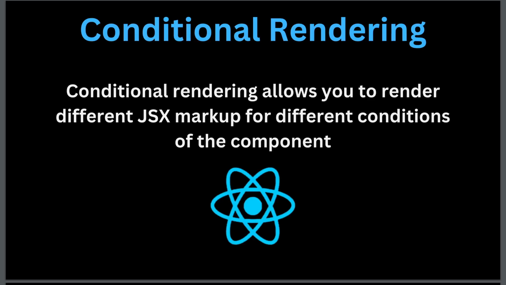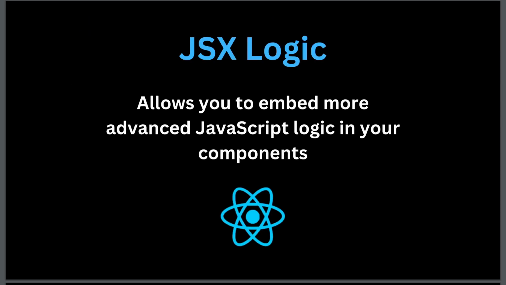Conditional rendering allows you to render different JSX markup for different conditions of the component, and we will very often use a Boolean expression for this, usually a Boolean variable, especially a Boolean state variable. But since we have not covered state in React yet, we are just going to use vanilla JavaScript variables in this video. But as we learn state, we will learn how we can implement this behavior in a more efficient manner. And as we learned before, JSX logic allows you to embed more advanced JavaScript logic inside of your components.